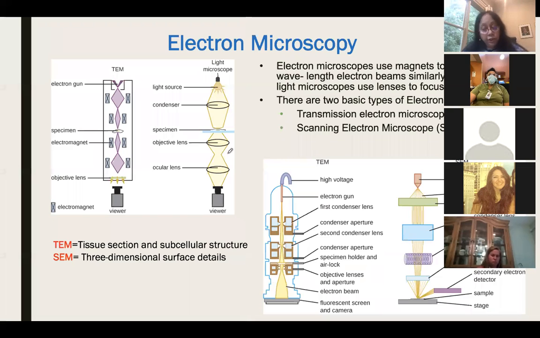Electron microscopy, this is not light microscopy because we really do not use any light over here.